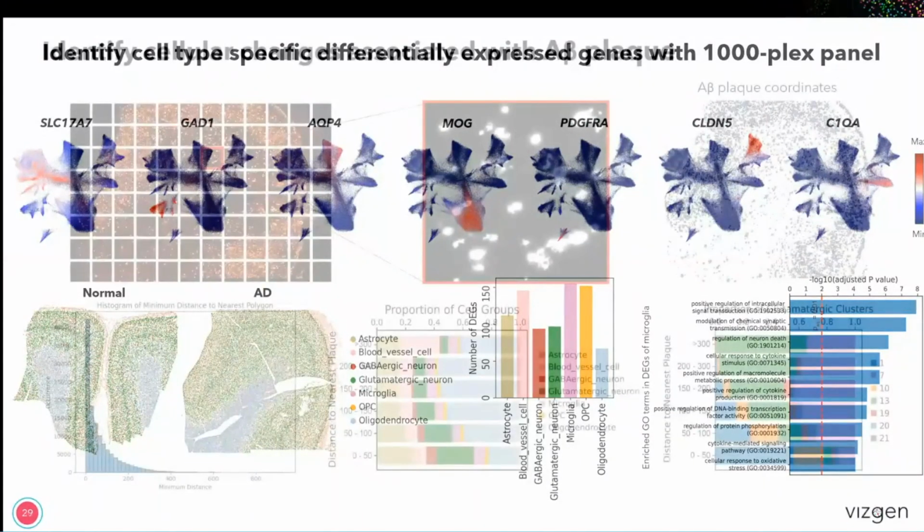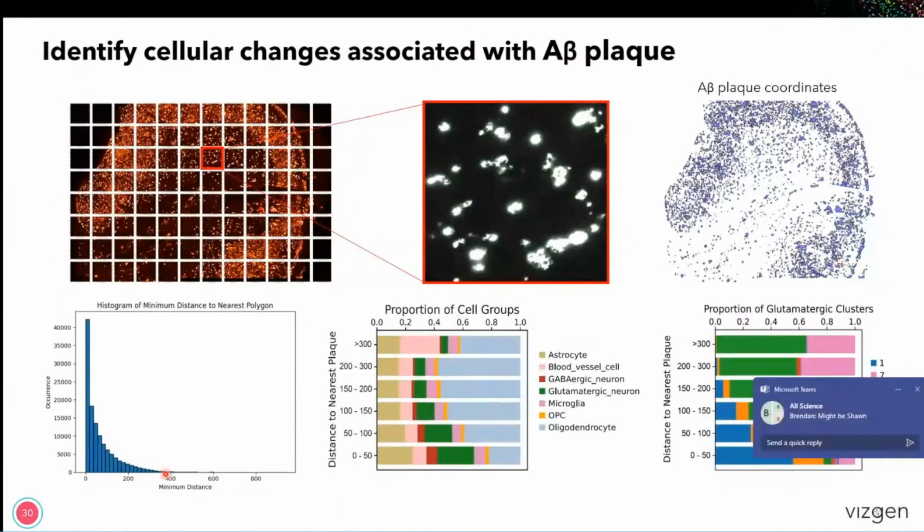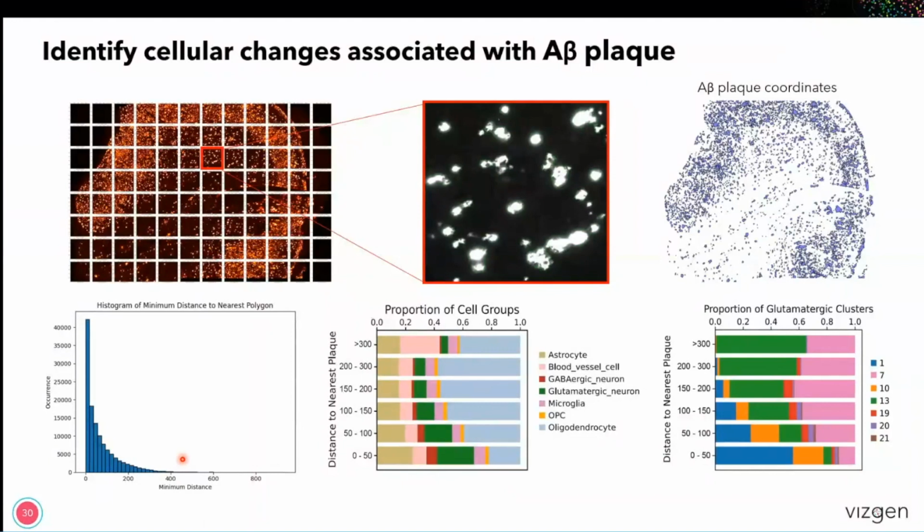So with both gene expression and spatial information, I was able to analyze the cellular and molecular changes associated with specific features. Here, I'm using the amyloid beta plaque as an example. First, using the image of amyloid beta plaque, I'm able to extract those plaque positive regions and then get the coordinates of these regions. Then we can calculate the distance of each cell to this plaque region and generate this plot.